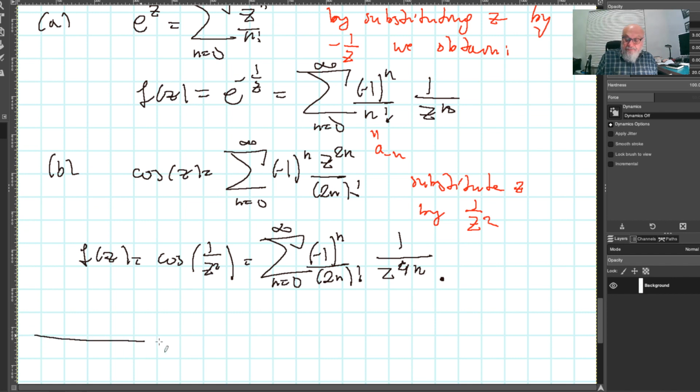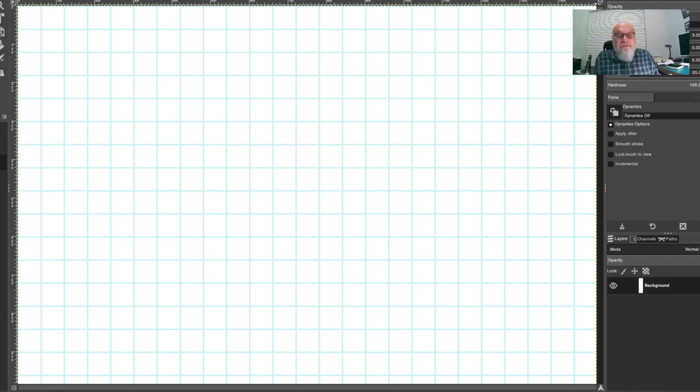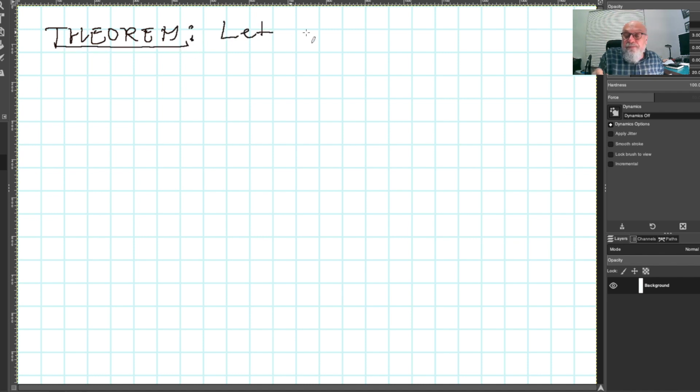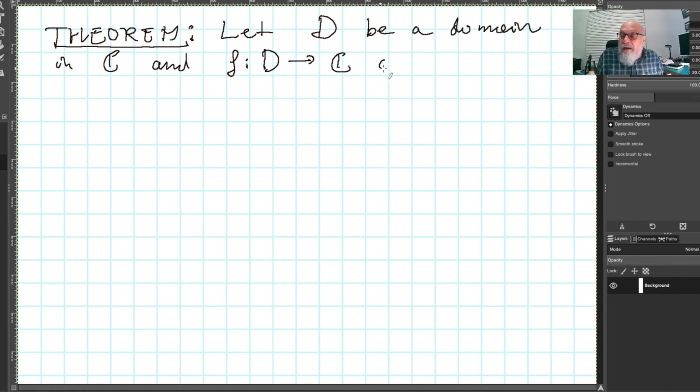So now let us formulate, maybe I go to the new paper, the main theorem for today's class. So this will be the theorem. Let D be a domain in C, and f from D to C an analytic function.